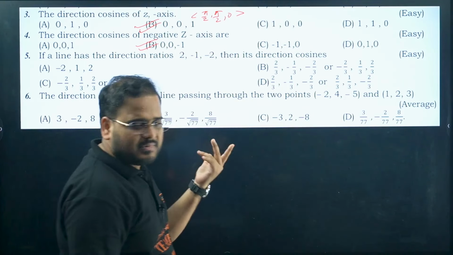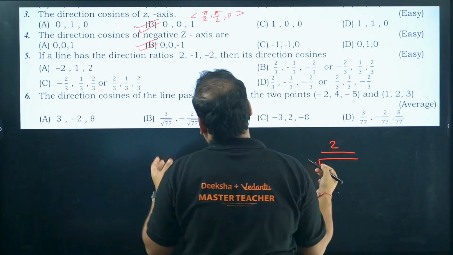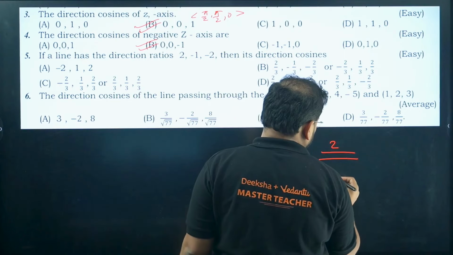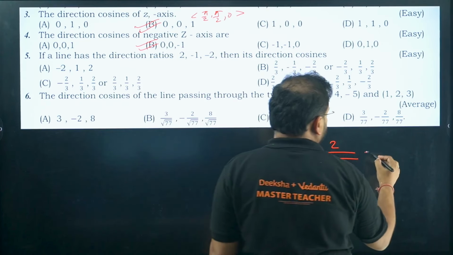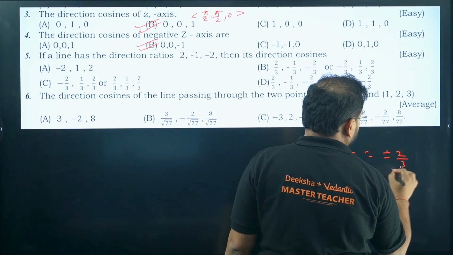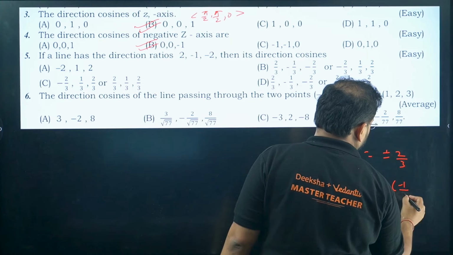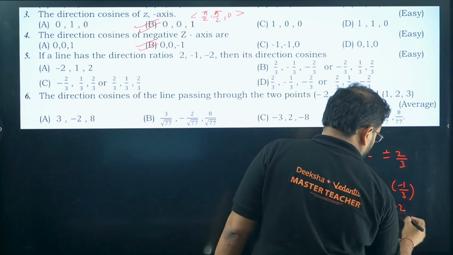If a line has the direction ratio of 2, minus 1, minus 2, its direction cosines are what? You'll have 2 divided by the square root of the sum of squares: 4 plus 1 plus 4, which is 9, root of 9 with plus minus sign. So we get plus minus 2 upon 3, plus minus 1 upon 3 and plus minus 2 upon 3.